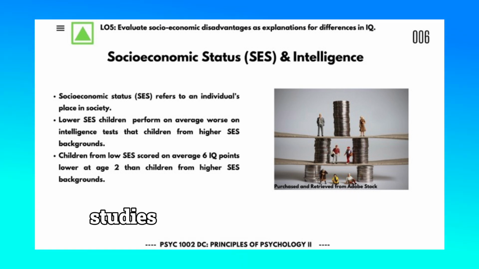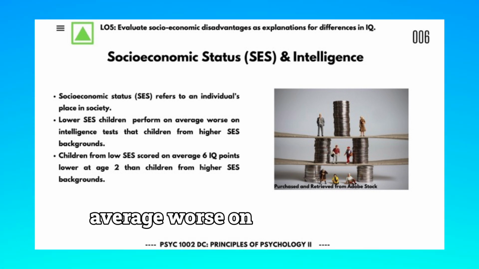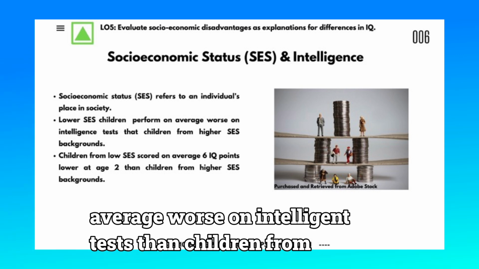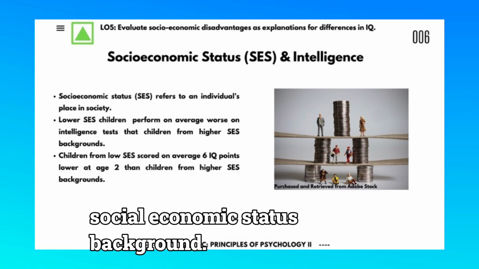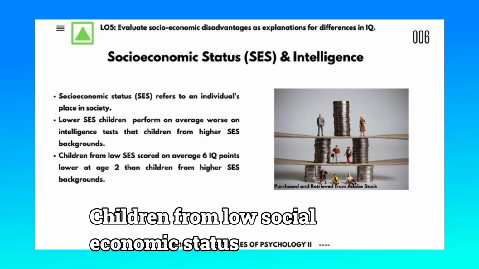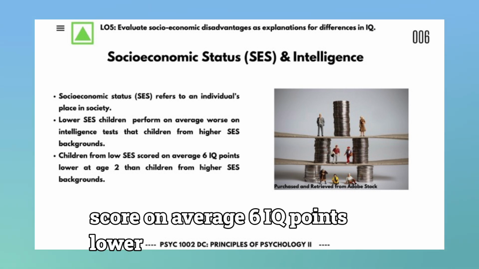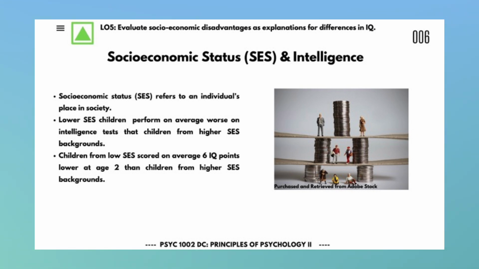What studies report is that children of lower socioeconomic families perform on average worse on intelligence tests than children from higher socioeconomic status backgrounds. Children from low socioeconomic status scored on average 6 IQ points lower at age 2 than children from higher socioeconomic status backgrounds. And by age 16, this difference had almost tripled.